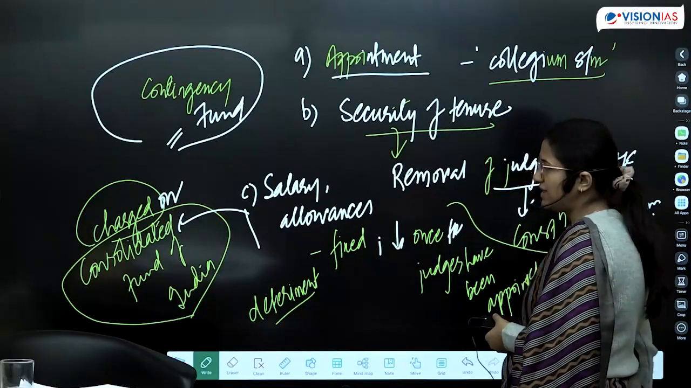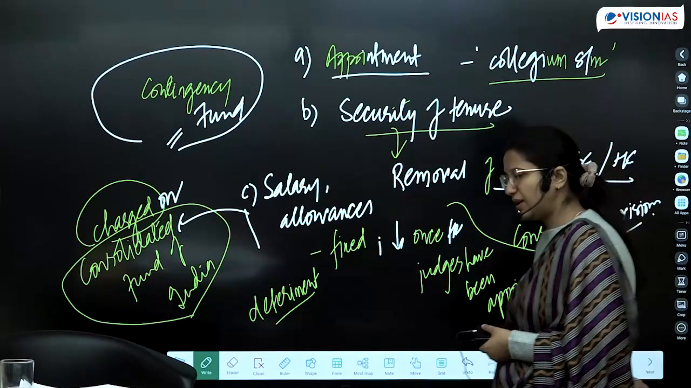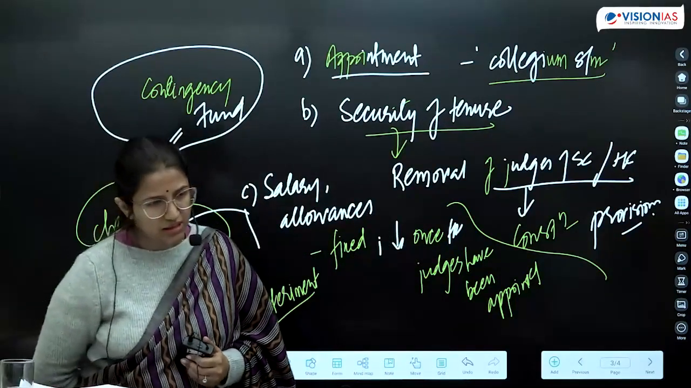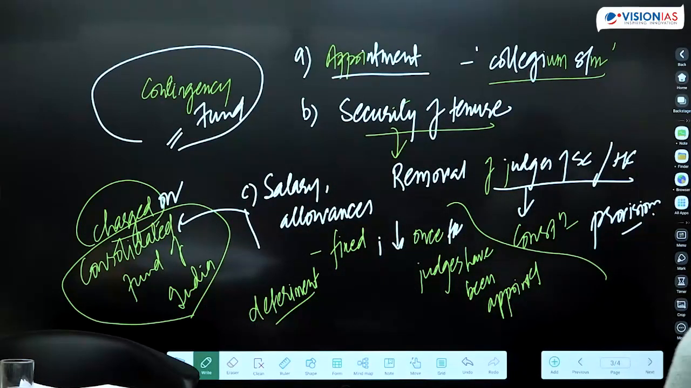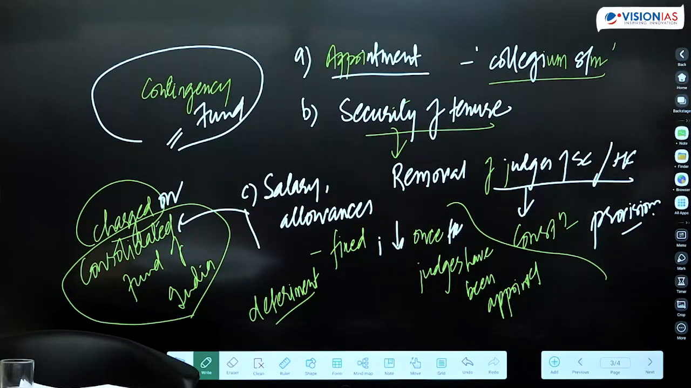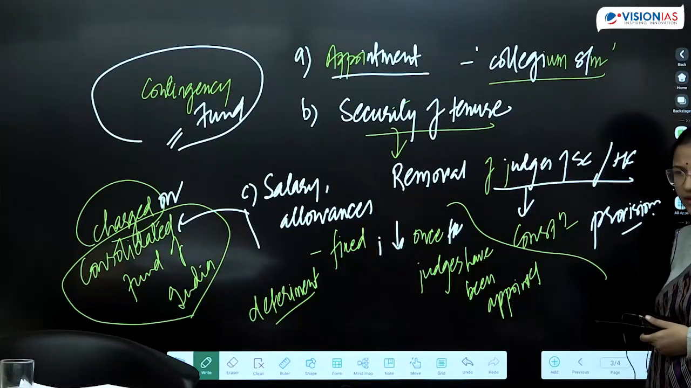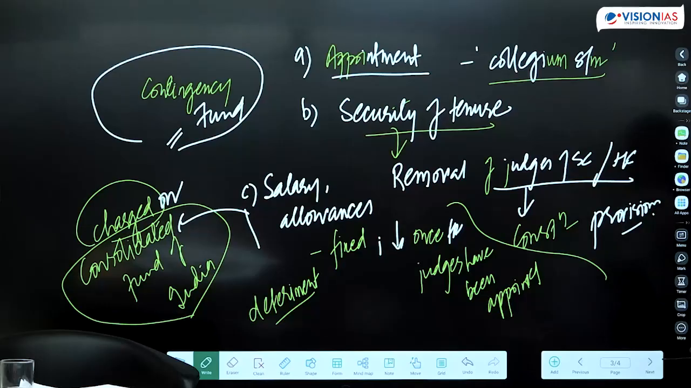Next point, salaries, pensions and allowances. Write again: salaries, pensions and allowances are charged on the Consolidated Fund of India. Yes, next point.